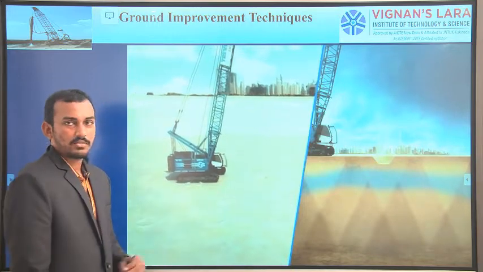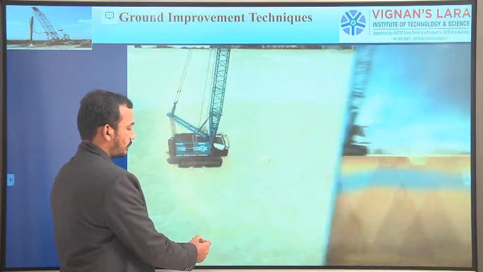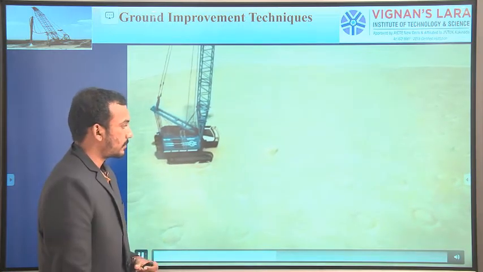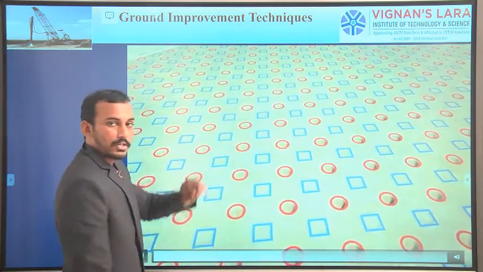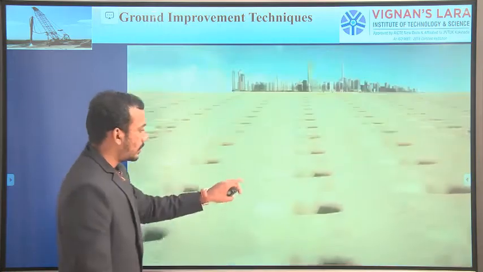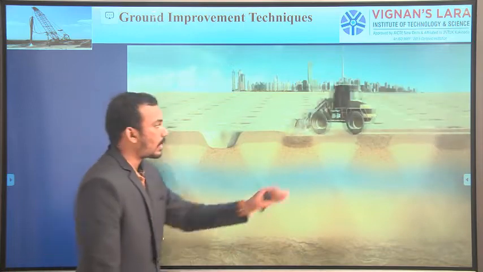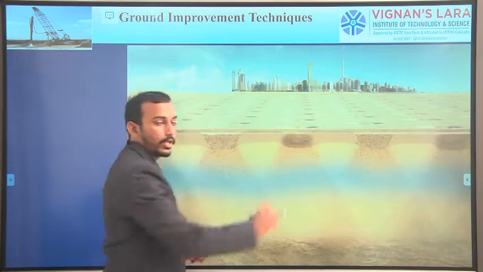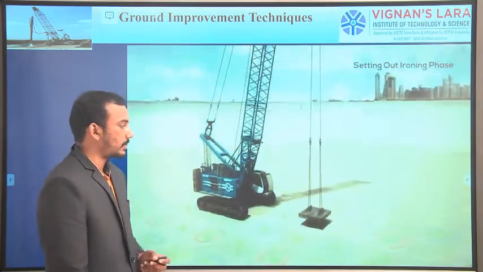So this is the mechanism. We have now completed the circular shape compaction also. First of all, we do compaction on the square areas, then on the circular areas. Again, we fill the soil and compact with rollers, compacting only the top layer. So this is the dynamic compaction method.